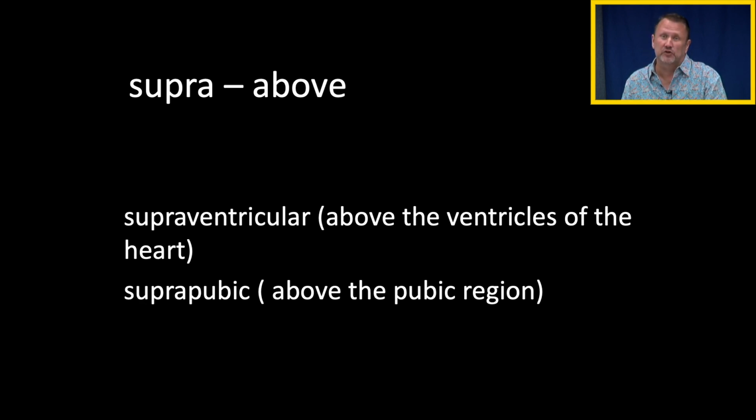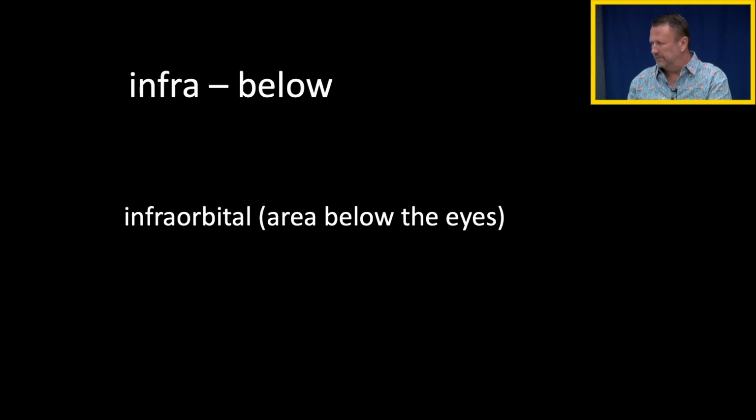Supra means above. Supraventricular is a type of rhythm that we'll see that generates above the ventricles of the heart. If they have a supraventricular rhythm, then that occurs above the ventricles. Suprapubic means above the pubic region. Sometimes you'll see the word super, and that's different than supra. Sometimes they're used similarly, sometimes they're used differently. Supra means above, higher than, whatever is on the suffix.